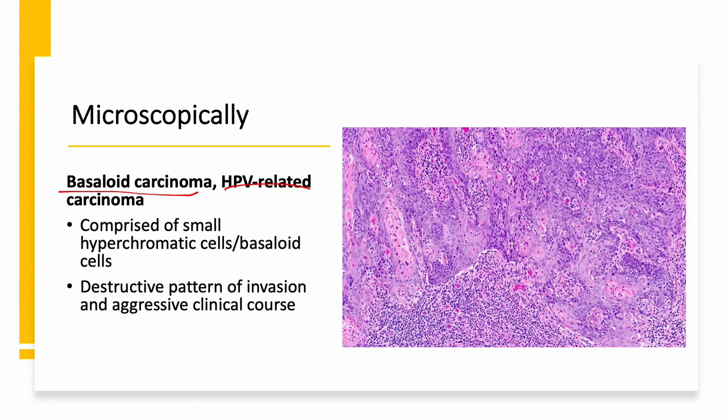A usual type can be graded as grade 1, grade 2, and grade 3: well differentiated, moderately differentiated, or poorly differentiated. In contrast, basaloid carcinoma is already high grade, and is classified as grade 3. There is no or minimal keratin differentiation, and those tumors usually have a destructive pattern of invasion with an aggressive clinical course.